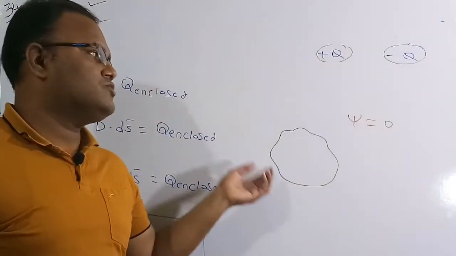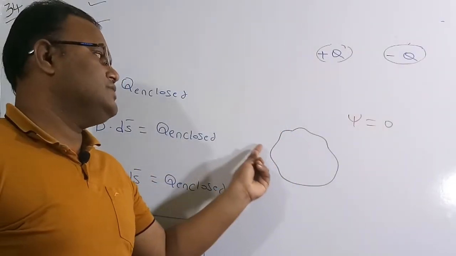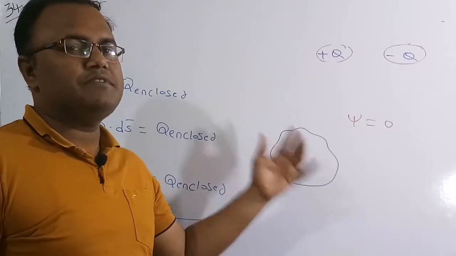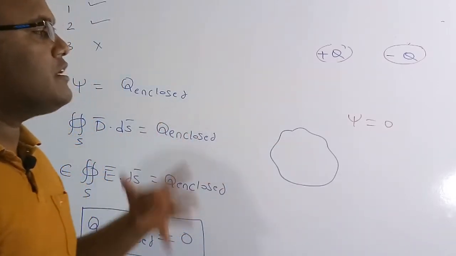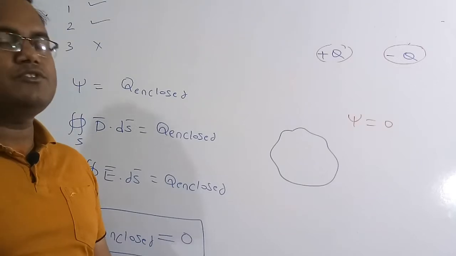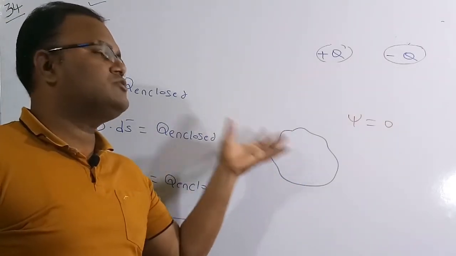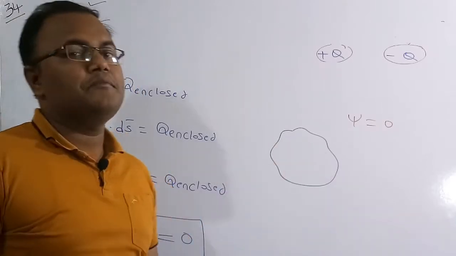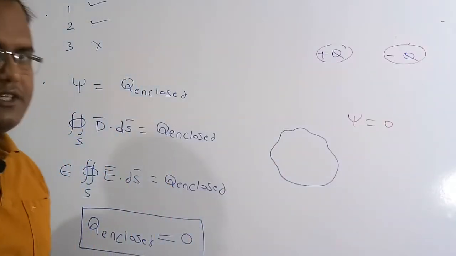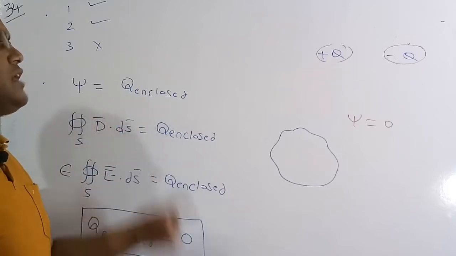Suppose there is a closed Gaussian surface. At each and every point on this closed surface, if the electric field is 0, then we need to figure out what we can conclude from this. As I have already told you, the total electric flux passing through any closed surface is equal to the amount of charge enclosed by the closed surface, which is phi equals total charge enclosed.